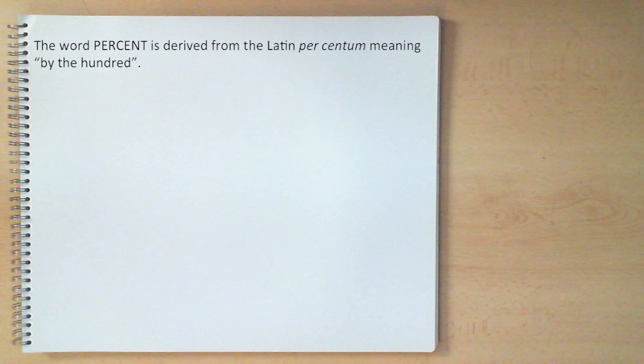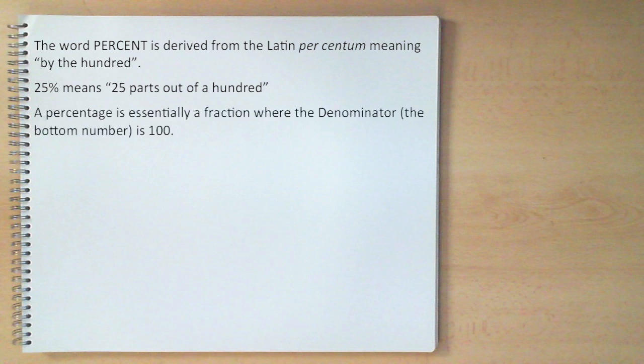The word percent is derived from the Latin, meaning by the hundred. So percentum means by the hundred. 25%, for example, means 25 parts out of 100. 50% means 50 parts out of 100. So essentially, a percentage is just a fraction where the denominator, that is the number on the bottom, is equal to 100.